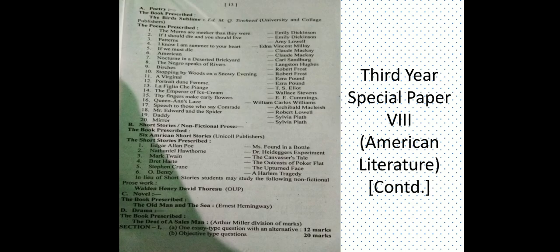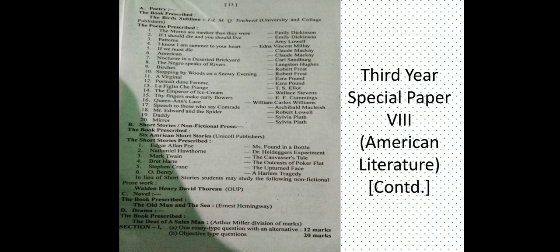Apart from that, you have to study certain American poetry, and the book prescribed for the collection of the poetry is The Birds Sublime. Here you have important American poets like Emily Dickinson, Claude McKay, Robert Frost, Ezra Pound, T.S. Eliot, William Carlos Williams, E. Cummings, Sylvia Plath, Robert Lowell. All the important American poets have to be studied from this particular part.